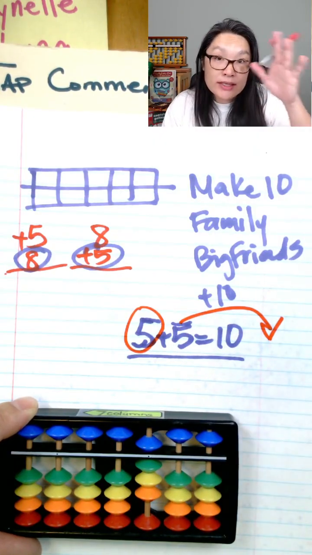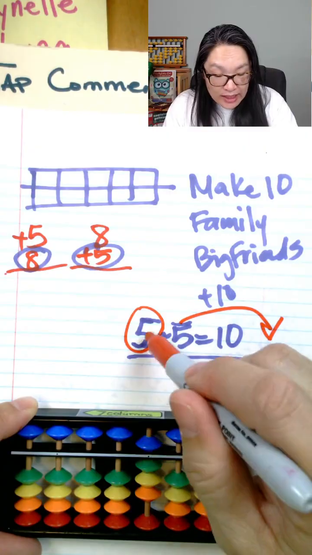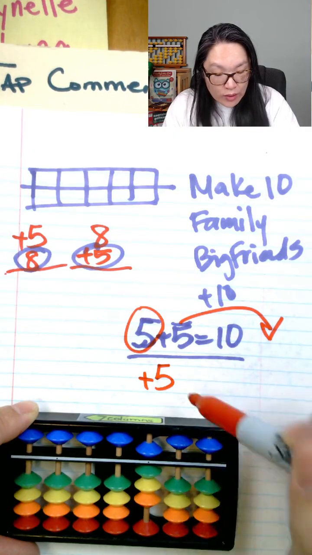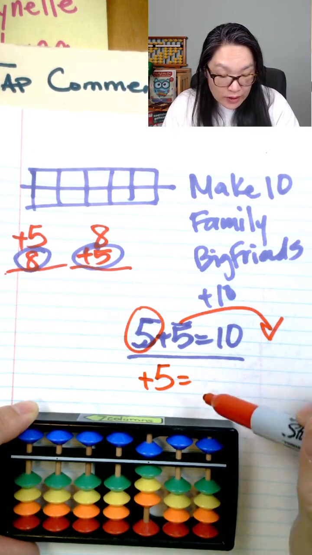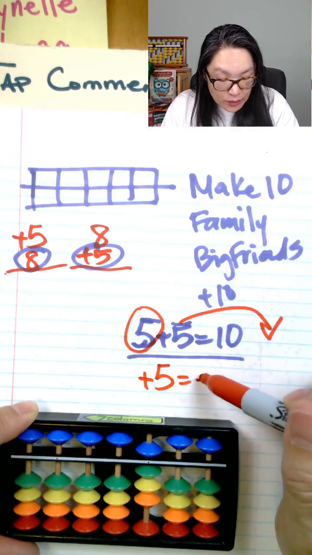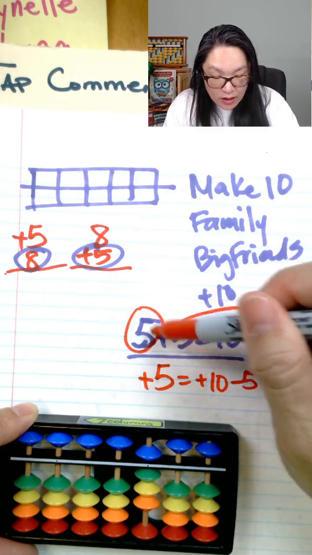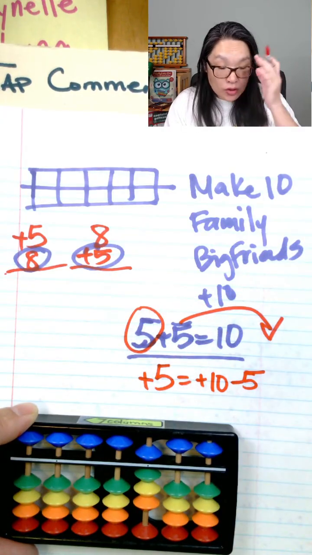I'm talking to you as adults, right? We want to understand, why are we doing this? Because when I rewrite this question, this formula, this equation, it will be plus the 10 minus the 5. Why did we do that? Because we started off with 5 plus 5, just so you know.